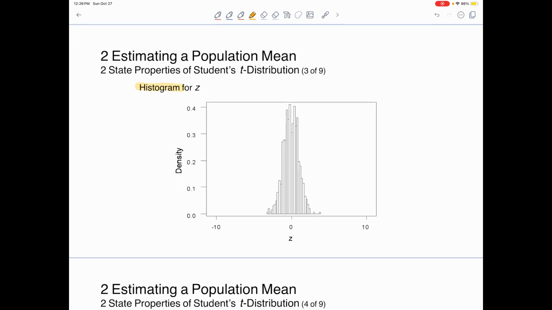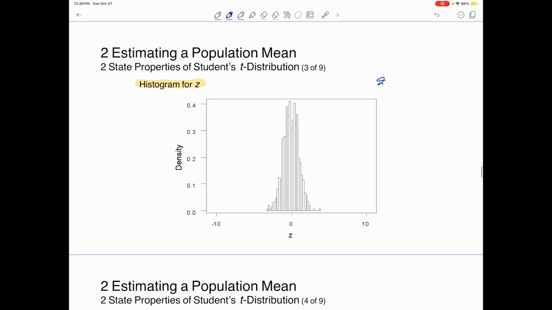If we draw a histogram for both the z-scores and the t-scores, this is what we're going to see. Here is a histogram from the z-score, which, as a reminder, is x bar minus mu divided by the population standard deviation divided by the square root of the sample size. You will notice that the population is normal. The shape is bell-shaped and the tails are short, and it is approximately normal.